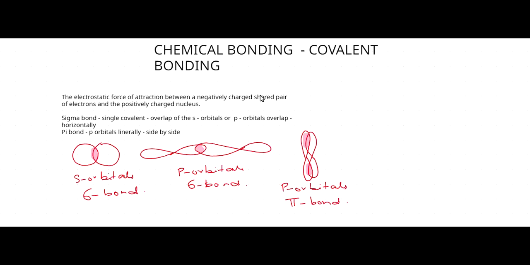So we have our sigma bond and we can have our pi bond. Now, there is a third type that we can have, and that is known as sp hybridization. Specifically, we call it sp3 hybridization.